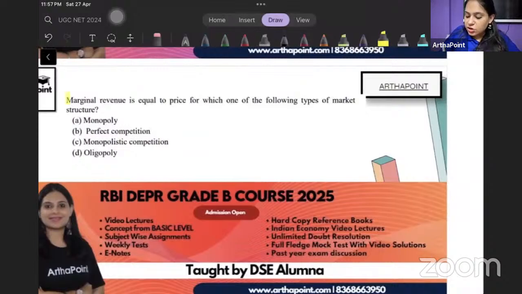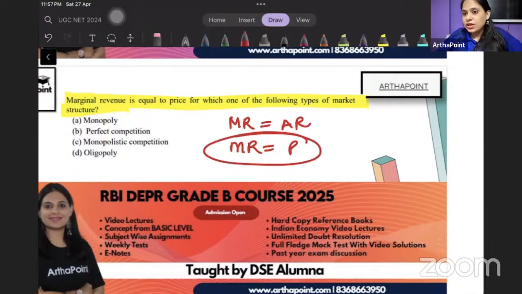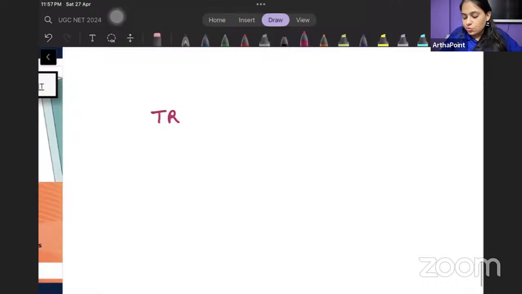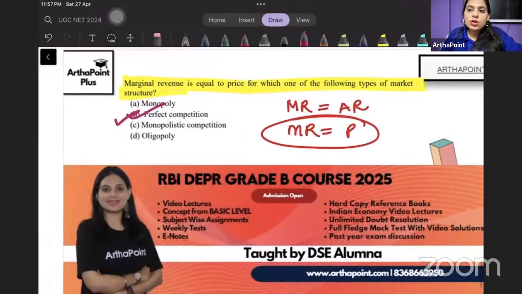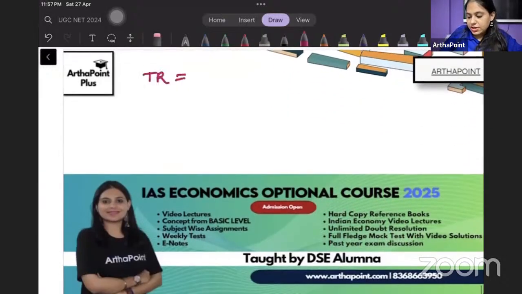It says marginal revenue is equal to price for which of the following structures of the market? So a very simple question, beta. MR and AR, or MR equal to P. When does this happen? It happens only in perfect competition. Let me give you a reason why. So look carefully. See, total revenue can be written as price into quantity. What is marginal revenue, beta? How total revenue changes as quantity changes.